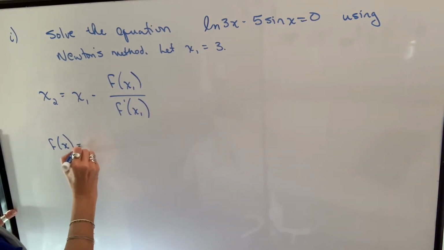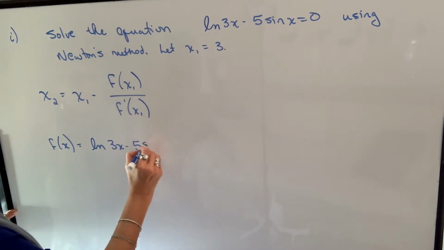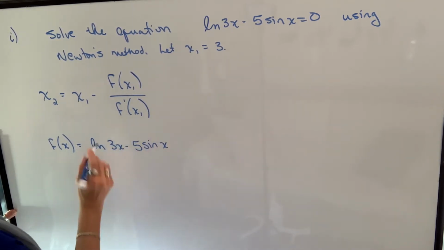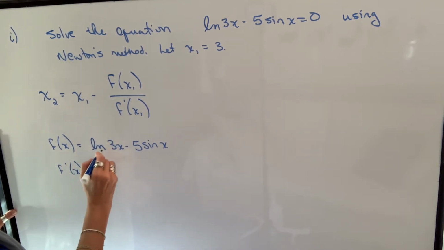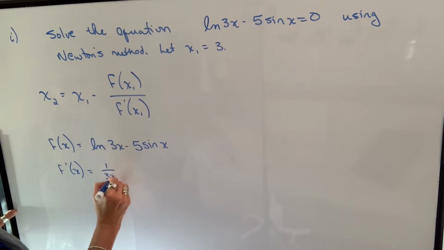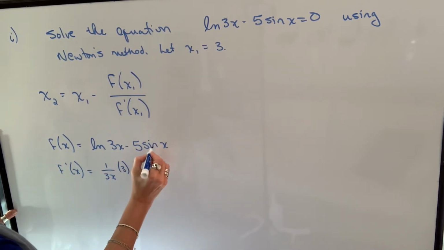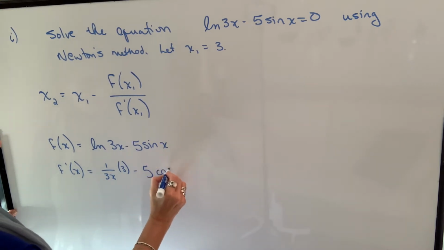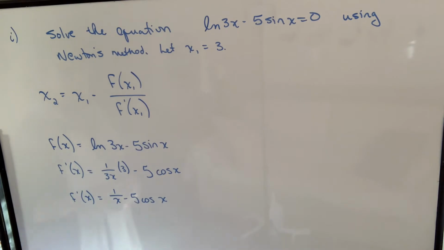It's equal to 0, so f of x is equal to the natural log of 3x minus 5 times the sine of x. We need the derivative. So the derivative of this will be 1 over 3x times the derivative of 3x, which is 3, minus 5 times the derivative of sine of x, which is cos of x. When we clean that up, we get this function.